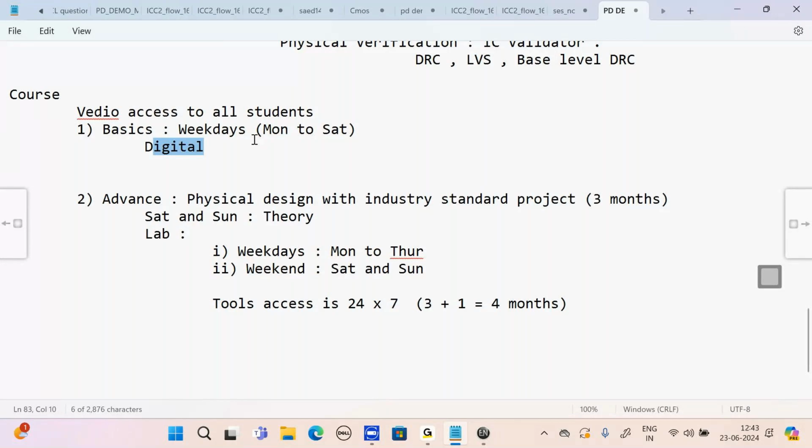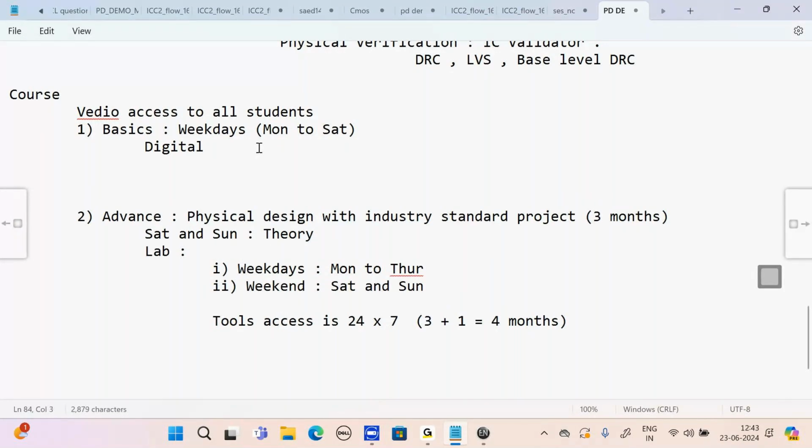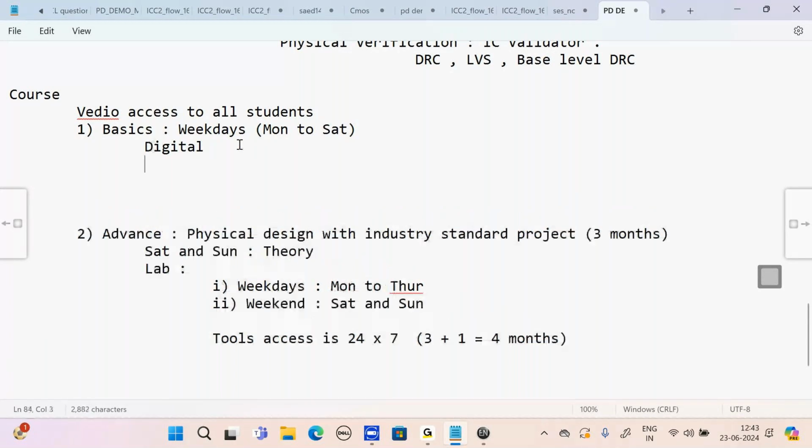So you may answer even physical design concepts, but if you're not able to answer the basic question, then you cannot clear the interview. So basics are very important. You should know digital basics. In these basic classes, digital is covered. Then Unix is covered.